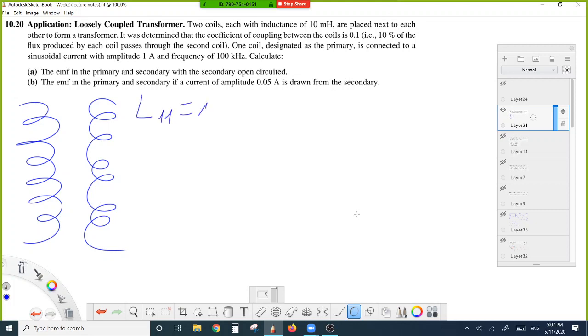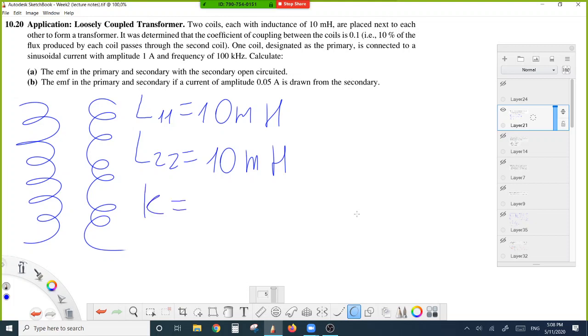L11 is 10 millihenry and L22 is also 10 millihenry. They are placed next to each other to form a transformer. It was determined that the coefficient of coupling between the coils is 0.1. The coupling coefficient is 0.1.